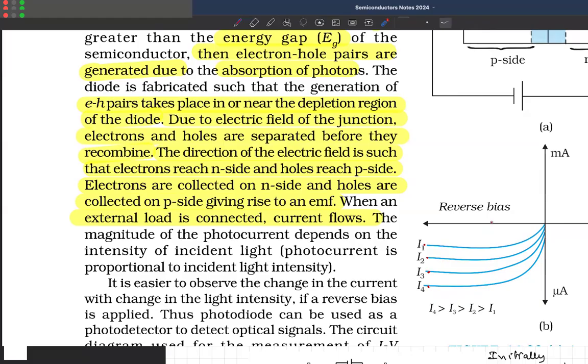Here it is not coming out, it is just freeing from valency band state and falling onto the conduction band. Completely different. Depending on intensity, the more the intensity, the higher the current.